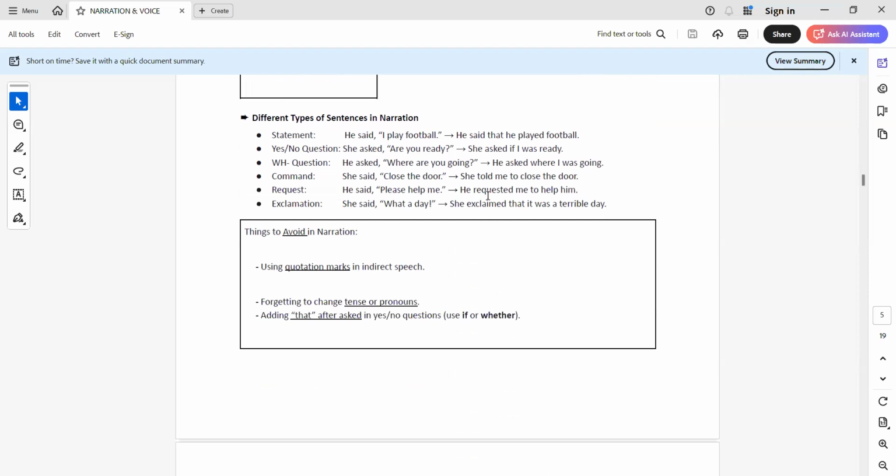In a request, if the sentence inside the dialogue has words like "please", you will automatically change the reporting verb to "requested". Although that's not a compulsion. If "requested" is not given in the options and the normal "said" is given, then it is also correct if the changes are appropriate: tense change, pronoun change. If that is all up to the mark, then we can consider that particular option.